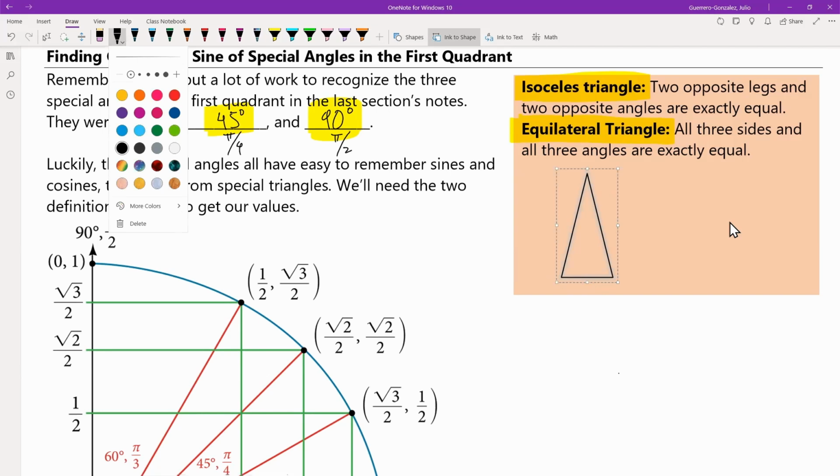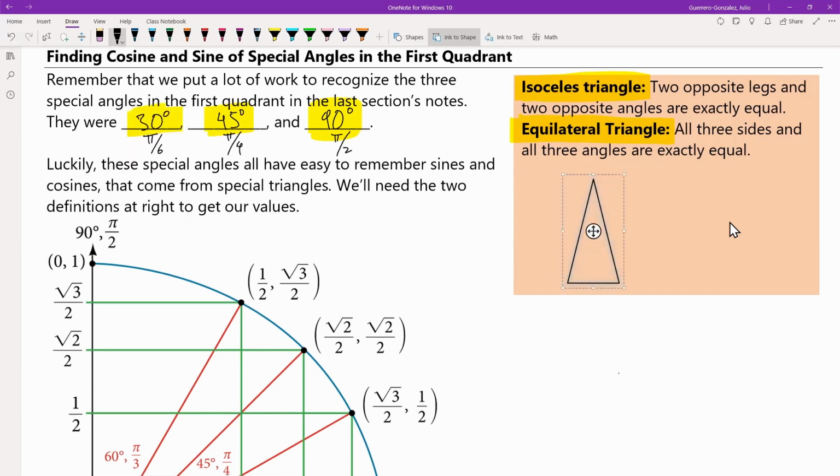Isosceles triangle, right? We're saying that this. Now you want to move? So an isosceles triangle is this. There we go. This angle and this angle are exactly the same, which makes these two sides, this one and this one, exactly the same. So this is what we call an isosceles triangle.